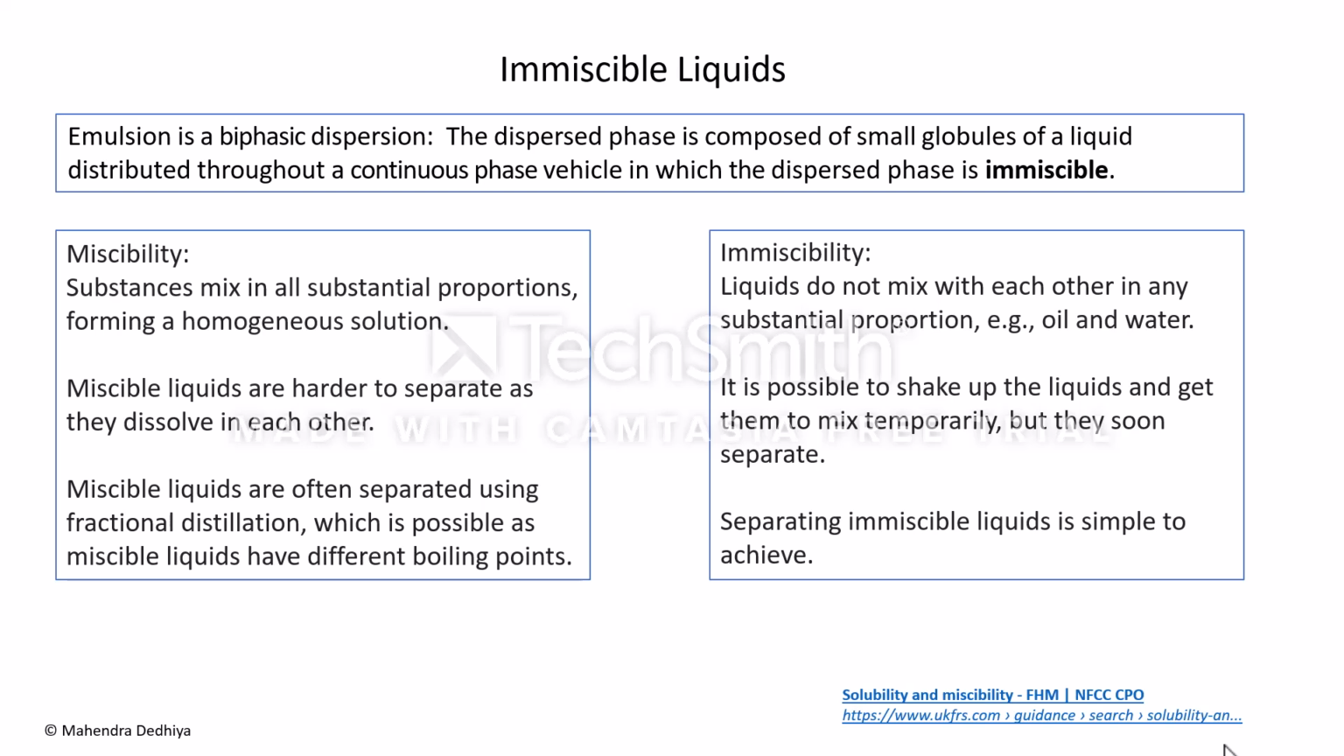Immiscibility: liquids don't mix in each other in substantial proportion. For example, oil and water. It's possible to shake this mixture and temporarily make a homogeneous mixture, but soon it will separate. And separating immiscible liquids is simpler to achieve than a miscible liquid.